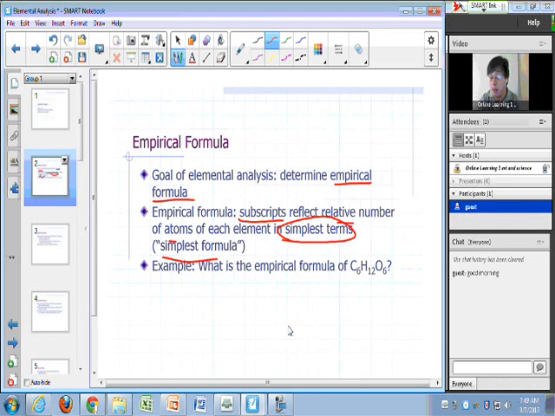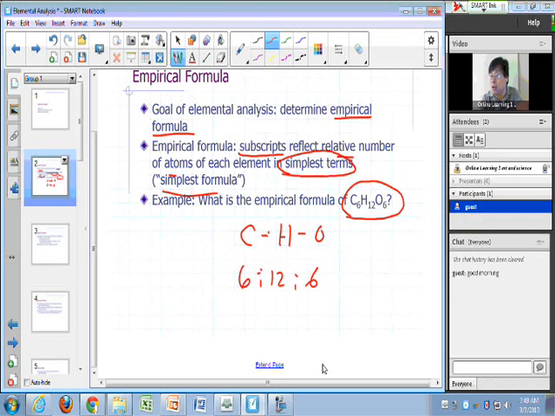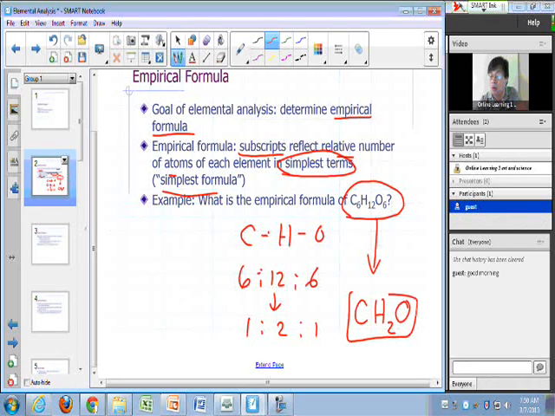So empirical formula is, like I said, the simplest possible formula for a compound. It simply tells you the relative number of atoms of each element that's in the compound. So for example, if your formula is C6H12O6, okay, that tells you that the carbon to hydrogen to oxygen ratio is 6 is to 12 is to 6, okay? So that means there's twice as many hydrogens as carbon or oxygen. So we can simplify this into a ratio of 1 is to 2 is to 1. So the empirical formula of this is CH2O, okay?